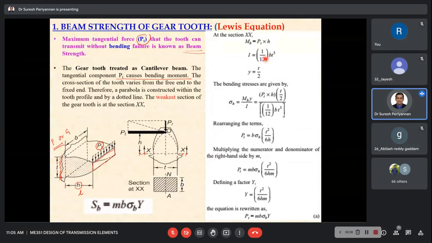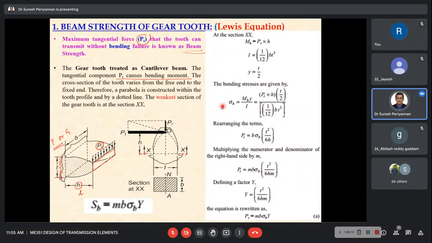Now come to the bending moment. MB is equal to PT into height, PT into h. This is the maximum bending moment. Here the moment of inertia is for the weakest cross section, with dimensions b and t, where t is the thickness. So I is b t cubed by 12, and y is t by 2. These are the parameters required for finding the bending stress.